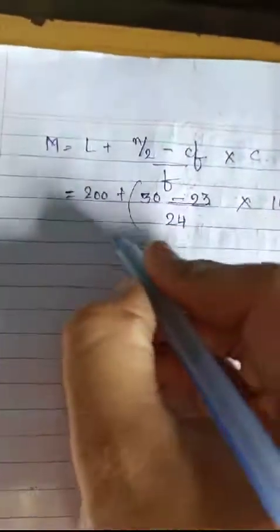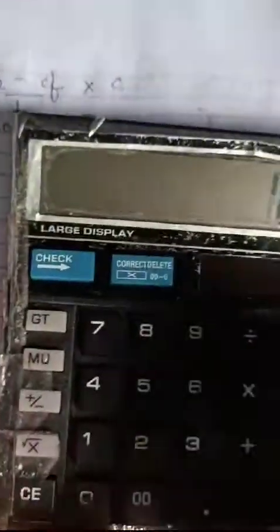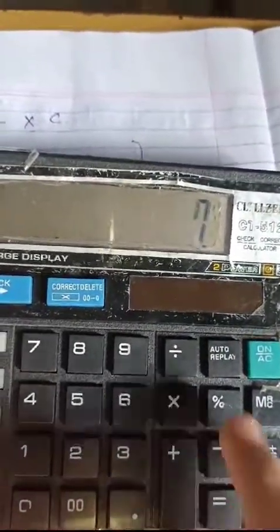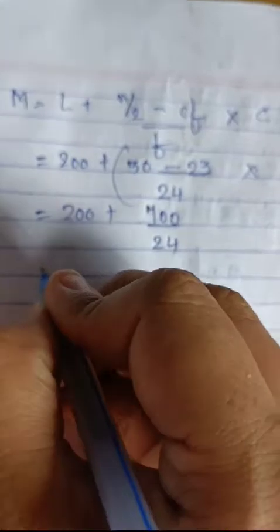Now always you have to solve first this one up till here, then only you will be going to touch the 200. So that is 200 plus 30 minus 23, that is 7. 7 multiplied by 100, that is 700 divided by 24.